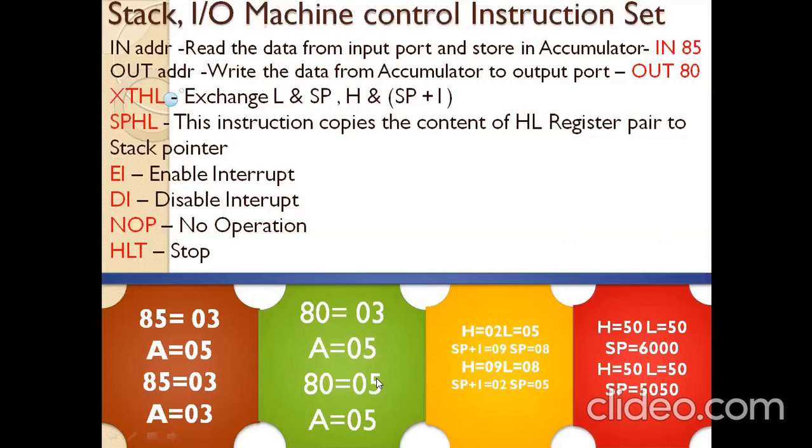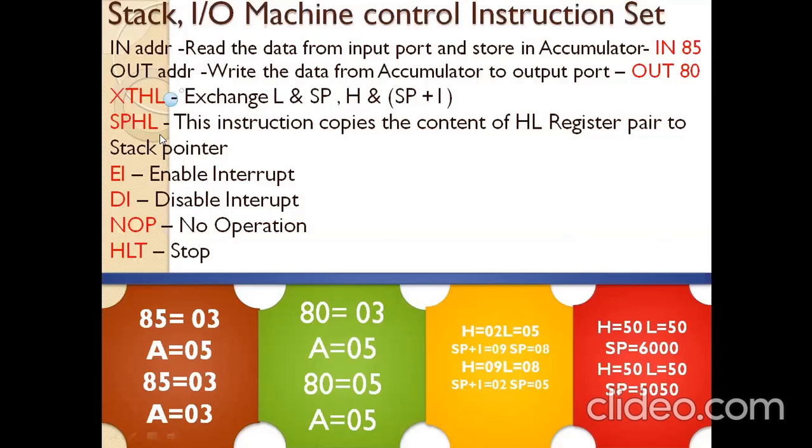Initially, it is 03. Enable interrupt is used to enable all the interrupts. Disable interrupt is used to disable all the interrupts. Halt means to stop the program or stop the execution. NOP means no operation. The bus will be idle, and no operation will take place.